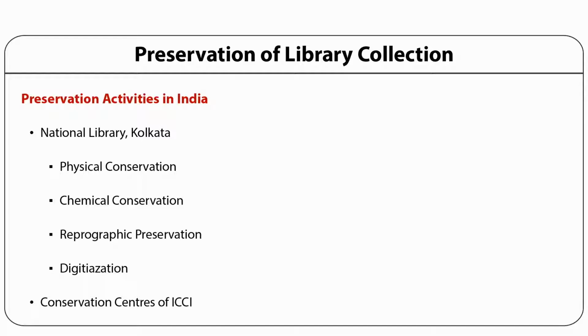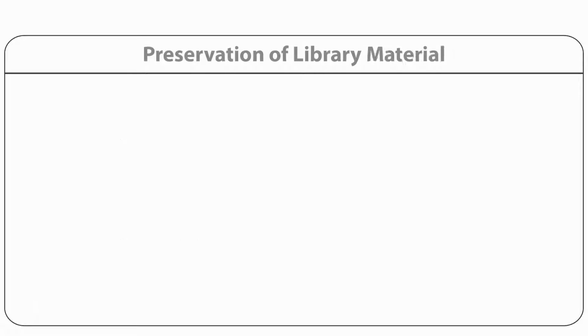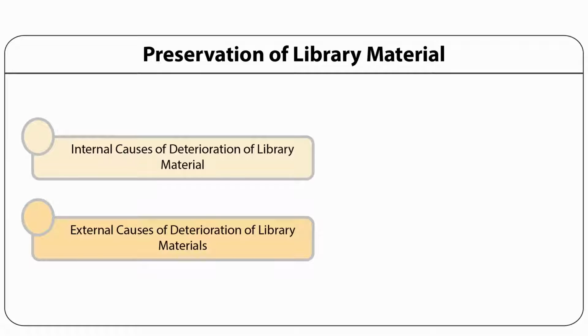ICCI, Indian Council of Cultural Institutes, has been established for preservation and conservation of decaying art heritage of India. Its first conservation center was established in Lucknow in 1985. Now ICCI has 7 such centers located in different parts of India. There are internal as well as external causes of deterioration of library material. So preservation activities are carried out to prevent this deterioration.